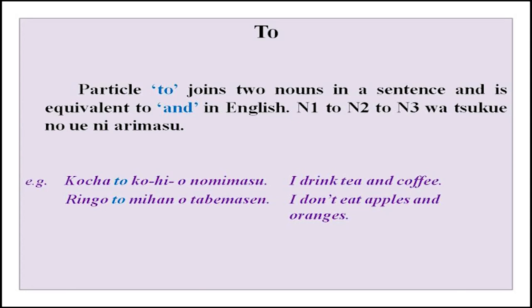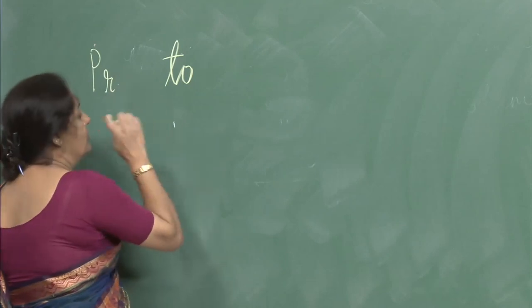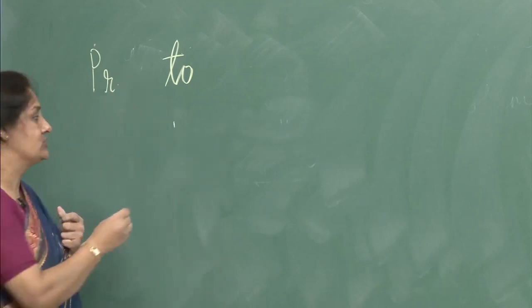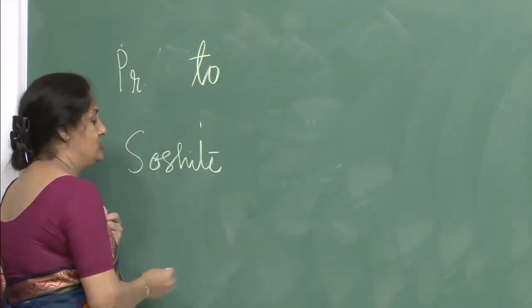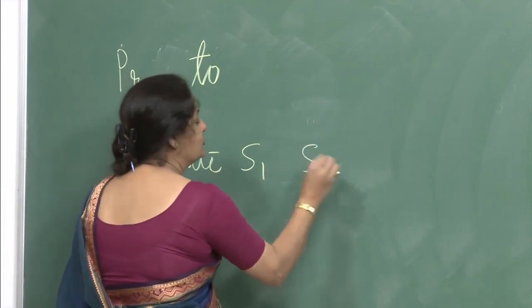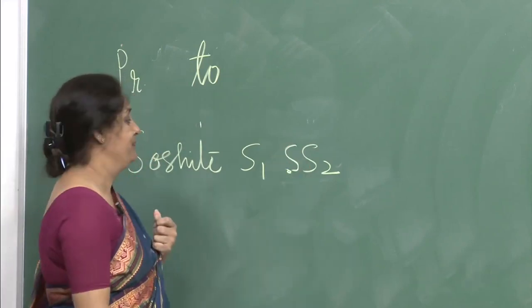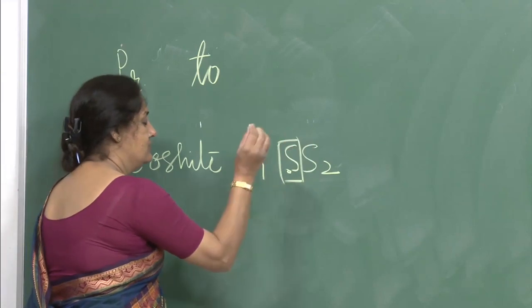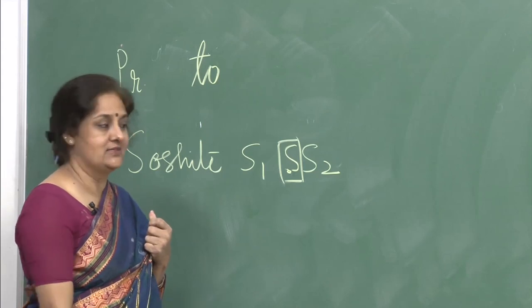Now, there was another particle, a new particle for you, particle to. Not to, please, particle to. Last time we did soshite, if you remember, which joins sentence 1 with sentence 2, like this. Okay, soshite sentence 2, and it is a conjunction, used as a conjunction. Unlike English, it begins a sentence.